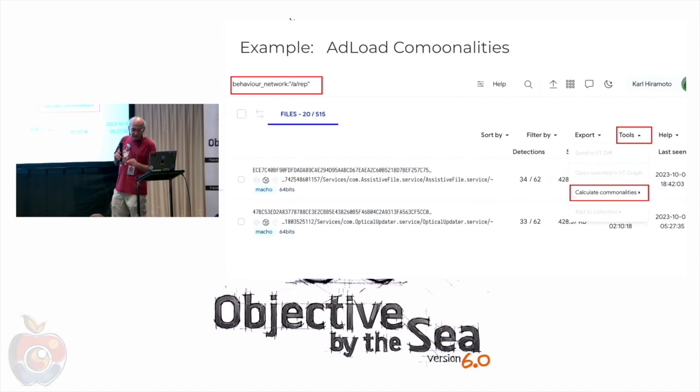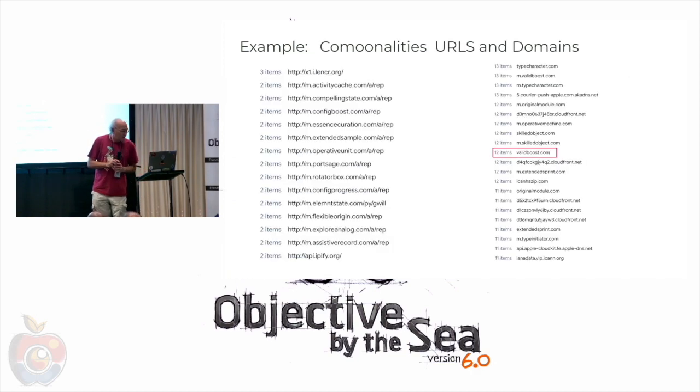And so once we have those 500 hits, one thing I like to do is go into the tools menu. In the tools menu, we can calculate commonality. So of these 500 files, what do these 500 files have in common? On the right-hand side, we have the domain names. So you see this pattern here.